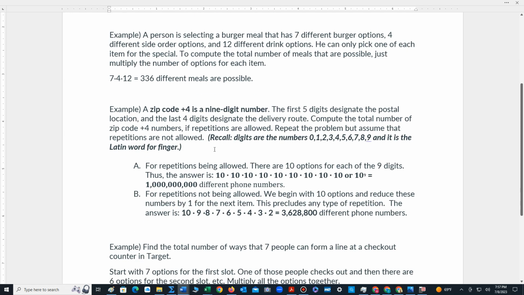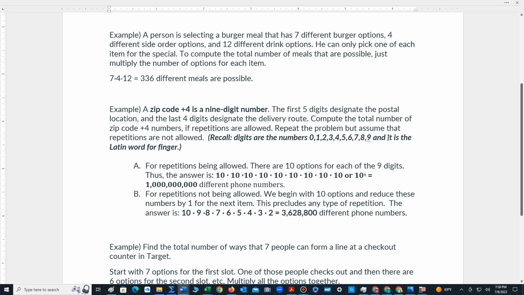In the second example, we want to compute the total number of zip code plus 4 numbers that are possible. This type of number is a 9-digit number. The first 5 digits designate the postal location, and the last 4 digits designate the delivery route. So to compute the total number of zip code plus 4 numbers, we want to apply the rule that we just learned. One thing we want to keep in mind is that digits are the following numbers: 0 through 9.